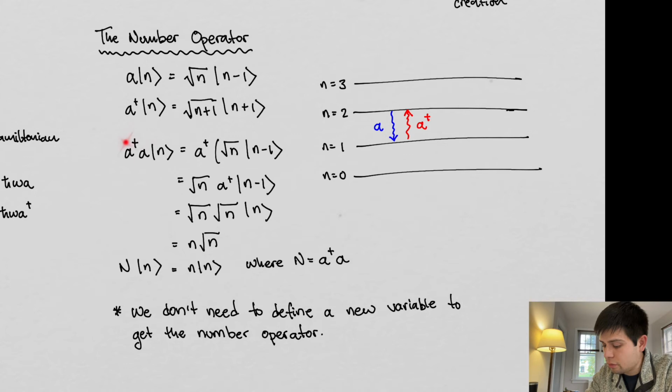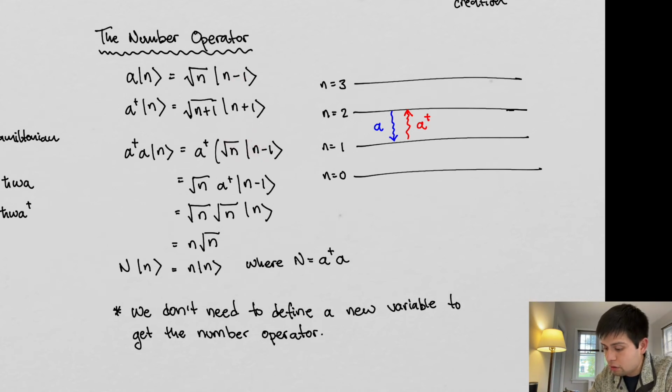We're going to say that these two are just the way they are, and let's see what happens. What happens when we act first with a on n? If we act with a on n, we get the square root of n times the next lower state. So that's right here.